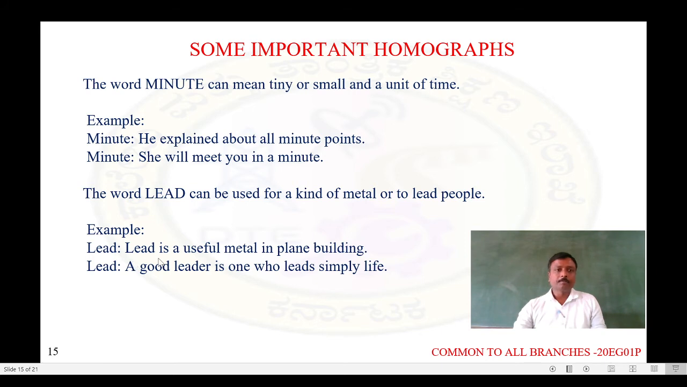For example, lead is a useful metal in plane building. And in the second example, a good leader is one who leads a simple life. Here leader stands for Nayaka ಅನ್ನೋದನ್ನು represent ಮಾಡುತ್ತೆ. The word lead can be pronounced in two ways. One is lead, another one is leader. Lead means a metal, leader means to lead people, like this.